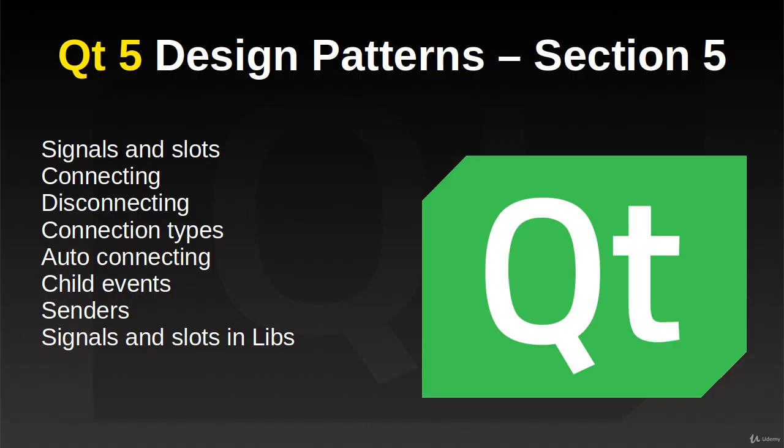We're going to talk about connecting, disconnecting, and the connection types, and we're going to make an auto connection class so we don't even have to connect the signals and slots. It will just happen automatically. We're going to look at child events along with the sender function and signals and slots inside of libraries.